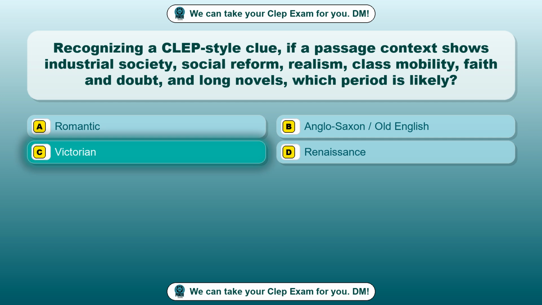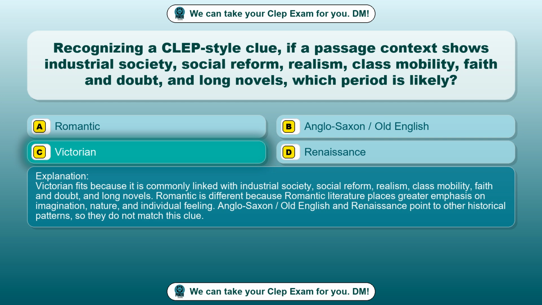Victorian. Victorian fits because it is commonly linked with industrial society, social reform, realism, class mobility, faith and doubt, and long novels. Romantic is different because Romantic literature places greater emphasis on imagination, nature, and individual feeling. Anglo-Saxon/Old English and Renaissance point to other historical patterns, so they do not match this clue.